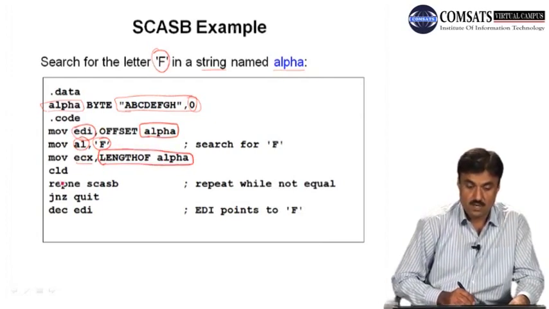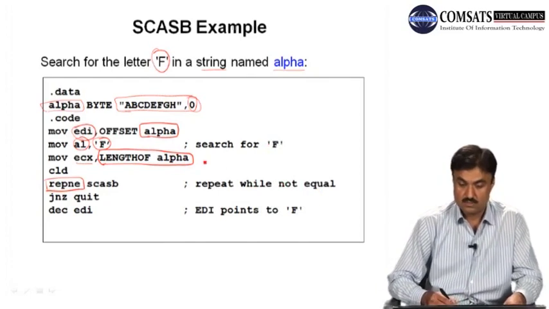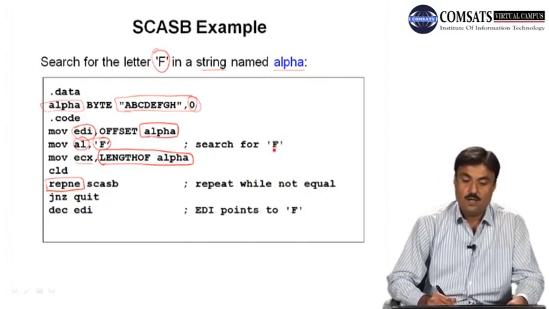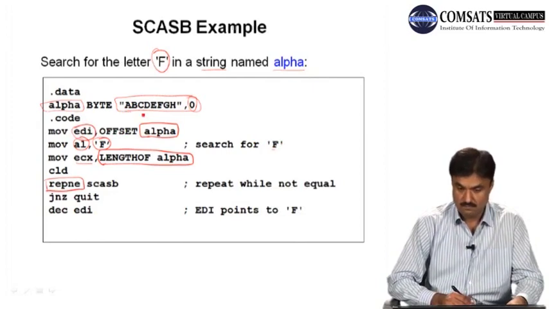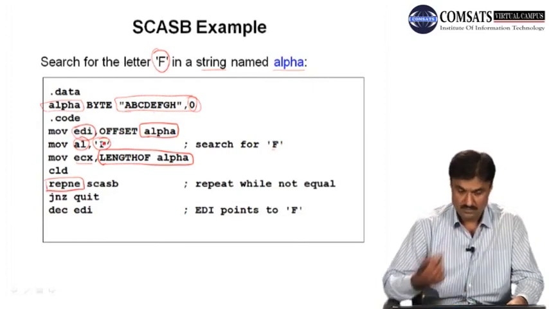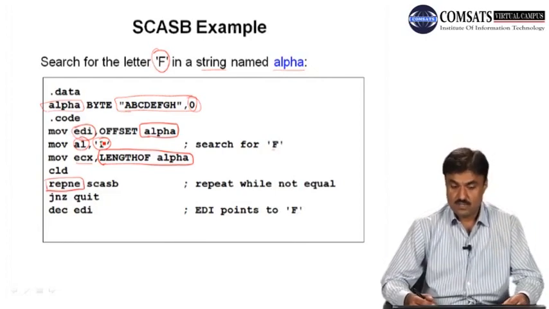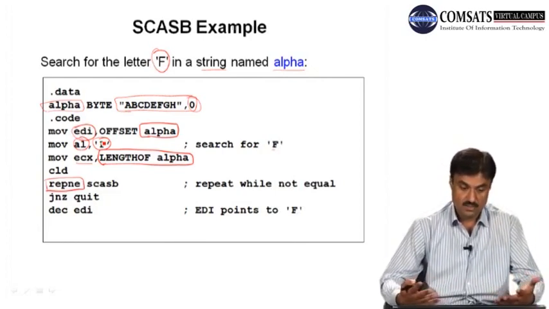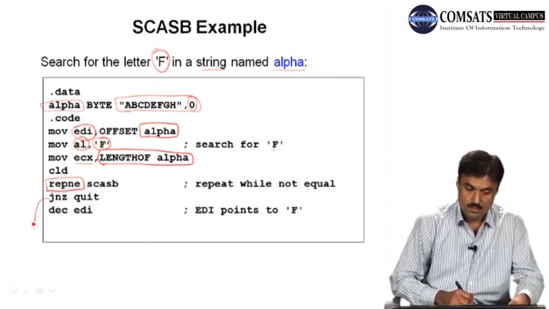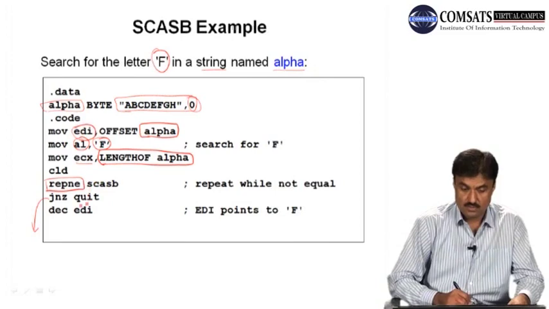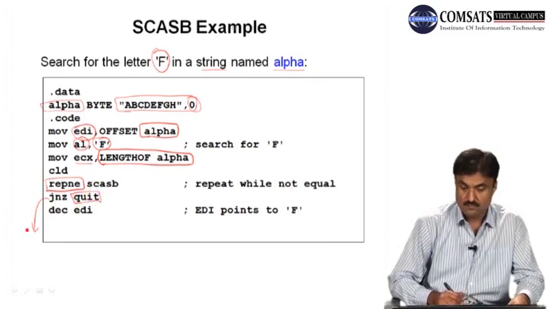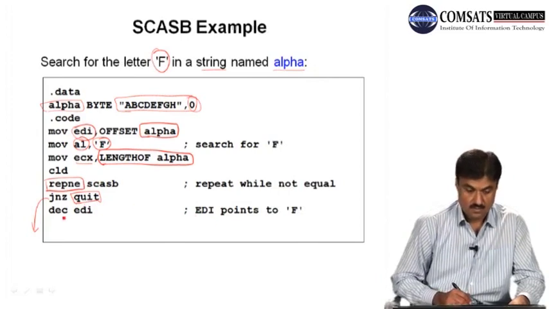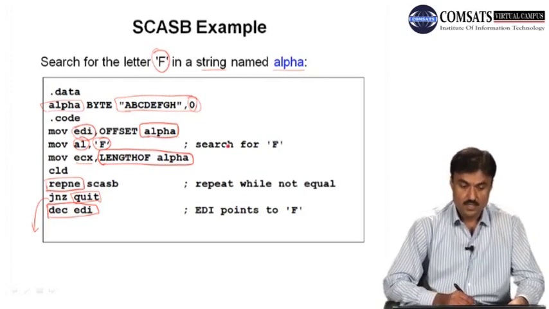So we are using repeat while not equal. It will repeat itself until F is equal to one of these bytes. When F is not equal, it will continue. When F is equal to that byte, it will stop. So what will happen? Jump not zero, it will jump to this area and quit. Otherwise, we decrement EDI, because it will have compared. EDI has the value of the offset.